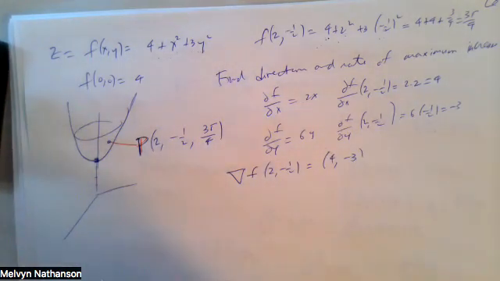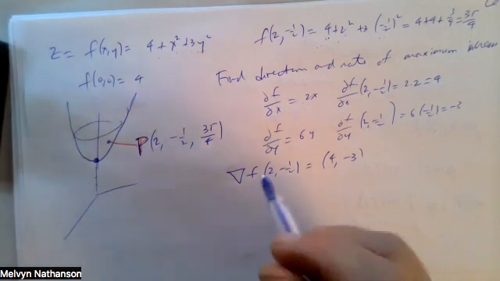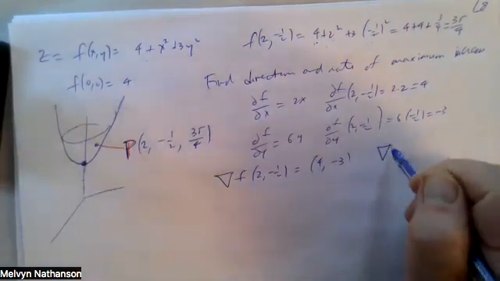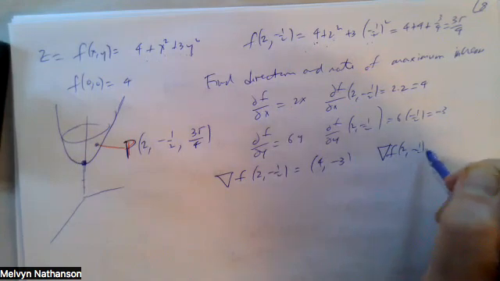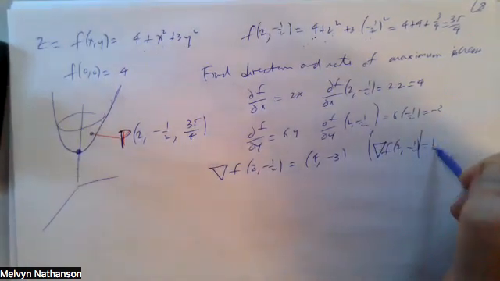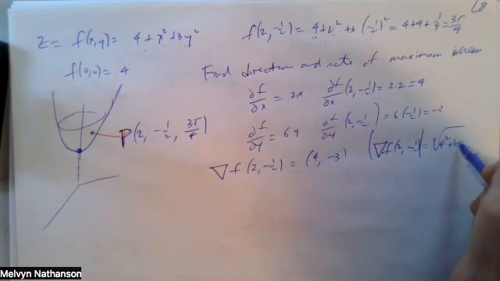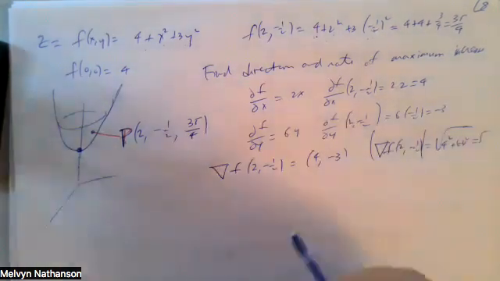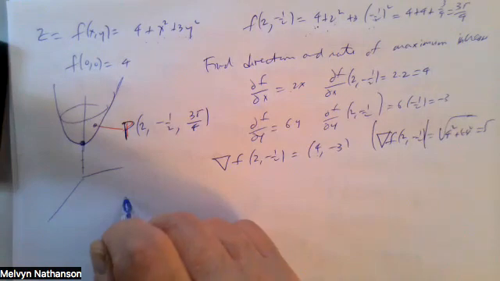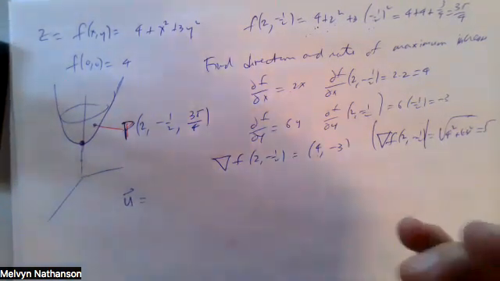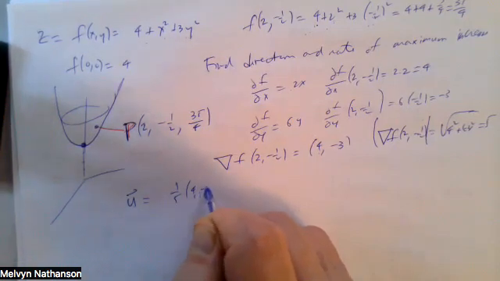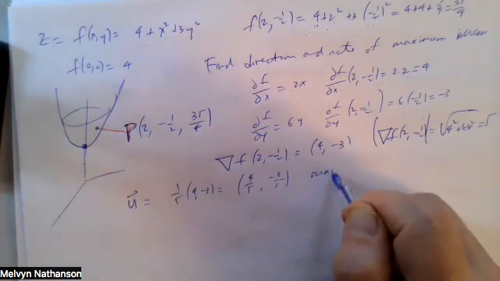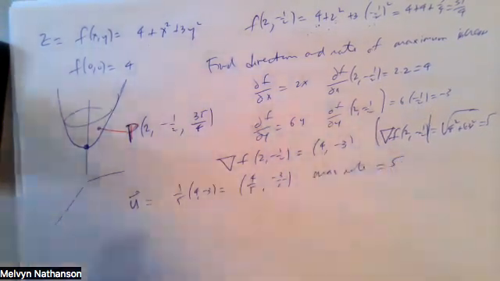So the direction of maximum increase is a unit vector in this direction. What is the length of this vector? The magnitude of the gradient of f at the point (2, minus a half) is the square root of 4 squared plus minus 3 squared. That's 16 plus 9, which is 25, and the square root is 5. So the direction of maximum increase, a unit vector in that direction, is 1/5 times (4, minus 3), or (4/5, minus 3/5), and the maximum rate is equal to 5.